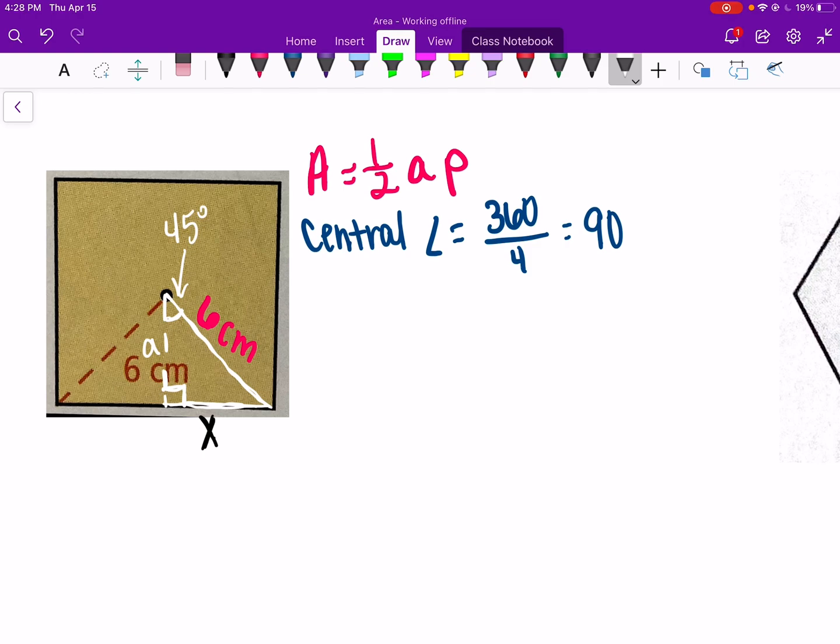Now I want to point out that this is a 45, 45, 90. And we have to find both x and a. But remember, in a 45, 45, 90, that triangle is an isosceles triangle, so those two legs are going to be the same. So if we solve for one, technically we have both of the values. So let's just solve for x.